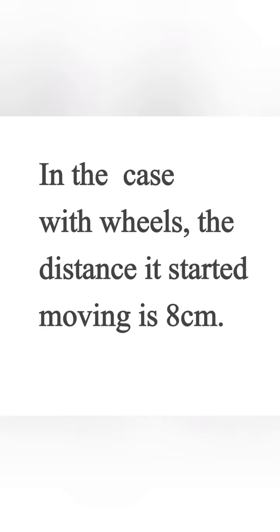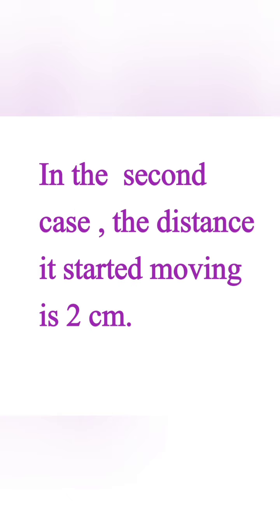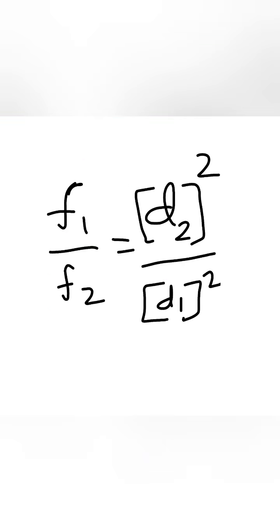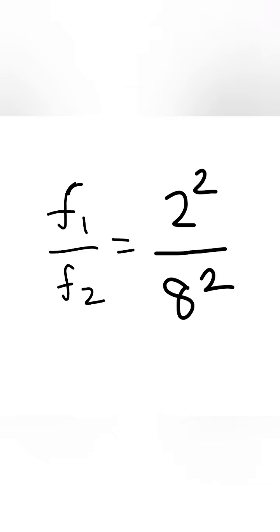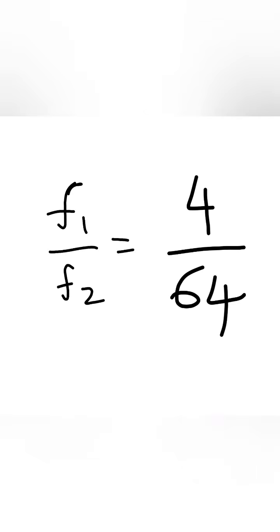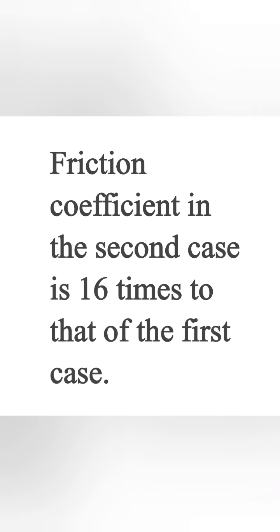Look at that. In the case of wheels, I got 8 centimeters as the average, and in the second case, I got 2 centimeters as the average repulsion distance. With the well-known formula, F1 by F2, friction 1 and friction 2 are inversely proportional to d2 square by d1 square. So on substituting the values of 2 and 8, 2 square by 8 square, that comes to 4 by 64, and that means it is 16 times.